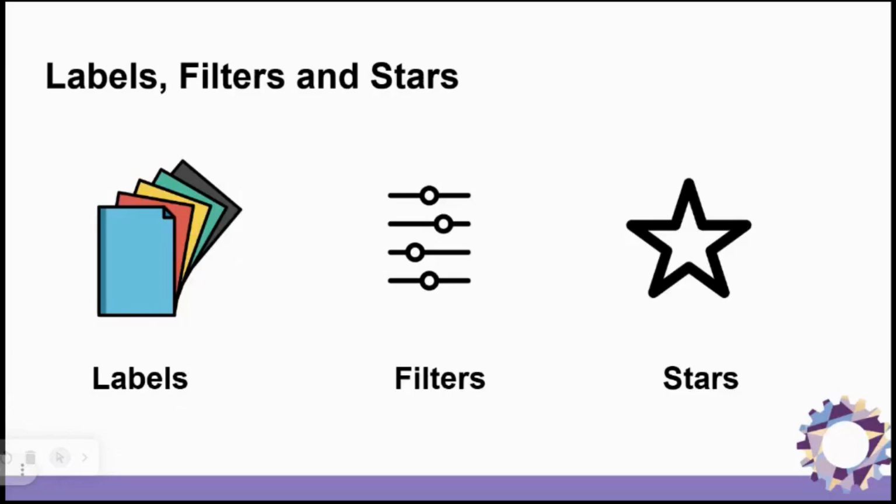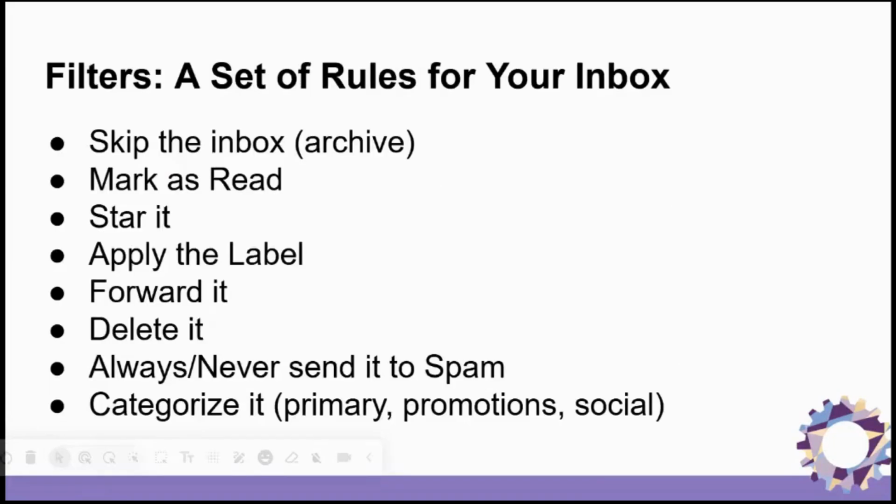Let's move on to filters. Filters are a set of rules that you can ask Google to follow within your inbox. For example, I may want an email to be immediately archived, skipping the inbox altogether. I can also choose to have an email marked as read, starred, forwarded, or deleted upon receiving it. I can even sort the email into a label or category.